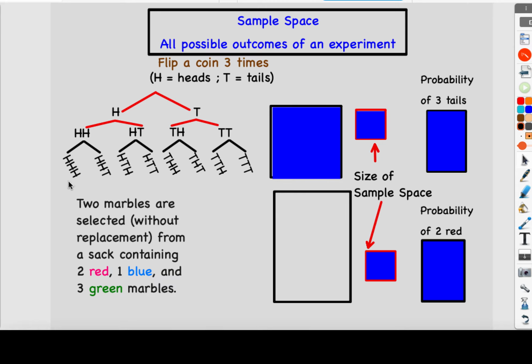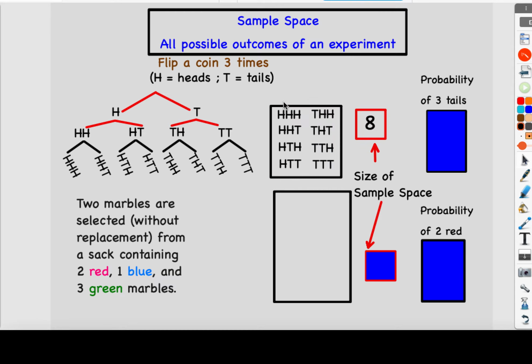Basically telling you that the size of that sample space is essentially going to be 8 different possible things, right? We could write them all down. This would be the actual sample space, but it's really the size of the space that we care about.